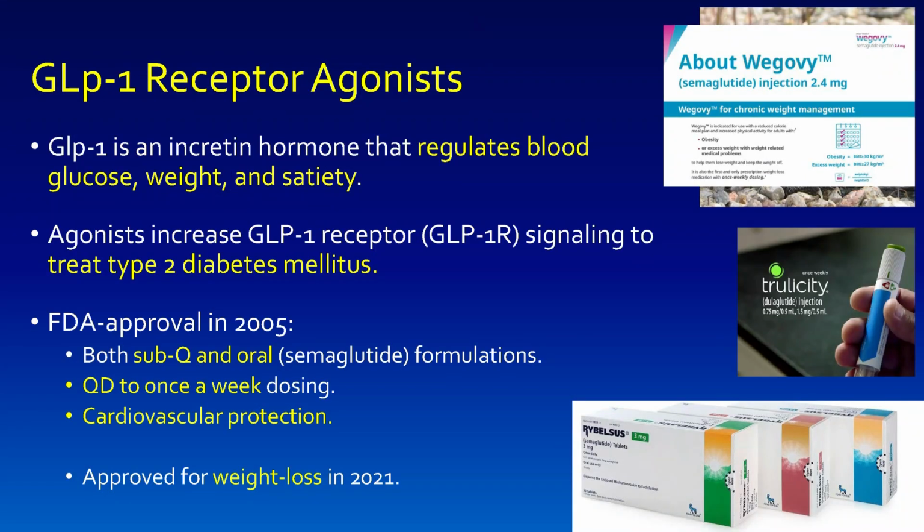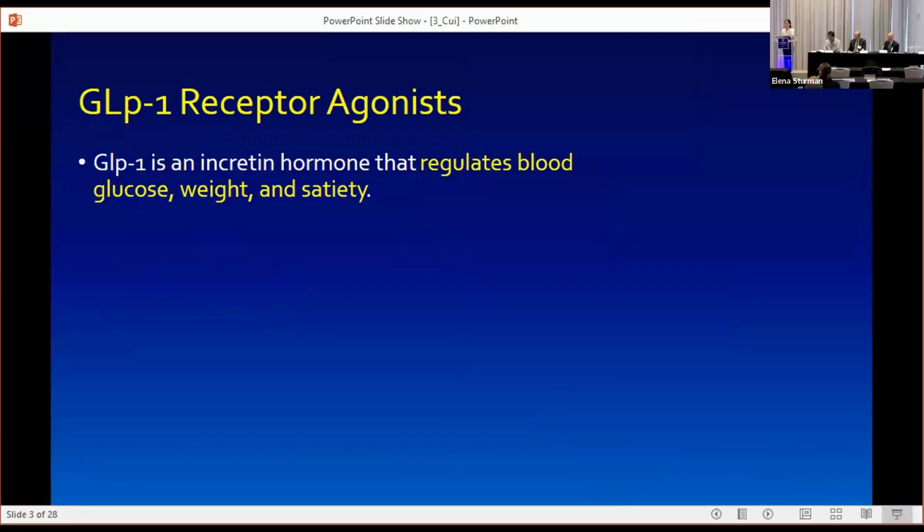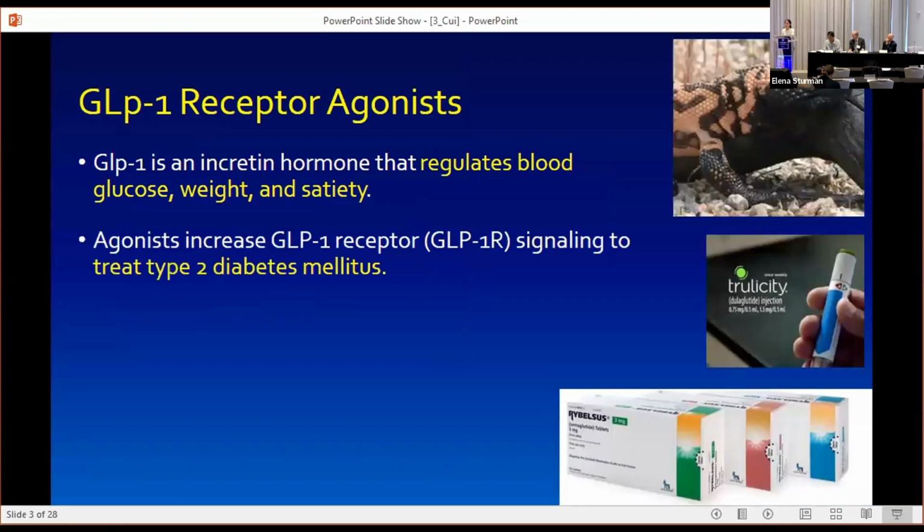Okay, so to start with, I'll talk a little bit about what GLP-1 receptor agonists are and what it is that they do. So GLP-1 is an incretin hormone that is secreted by the GI tract, and it regulates blood glucose, weight, and satiety, and does this by exclusively binding to the GLP-1 receptor. GLP-1 receptor agonists increase GLP-1 receptor signaling and were used initially to treat type 2 diabetes mellitus.